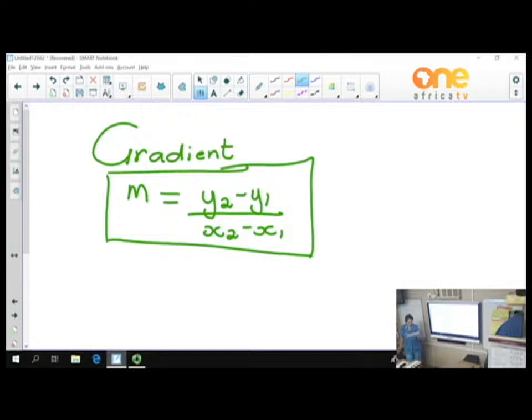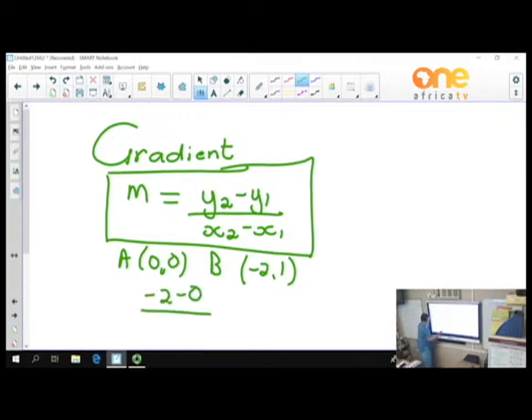Okay, find the gradient of the line joining the points. So I'm going to try now 7 orally, so you don't need to write it down. Let's just work on the paper. So we have the coordinates A, which is the point 0, 0, and we have B, which is 2, negative 2, 1. So it's still y2 minus y1, so it's negative 2 minus 0 over 1 minus 0, which is then negative 2 over 1, and that's negative 2. So that is the gradient.